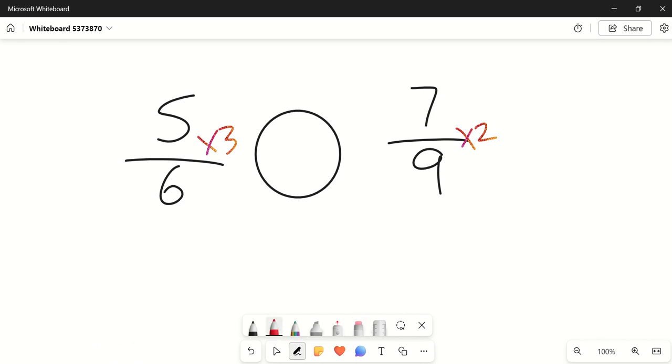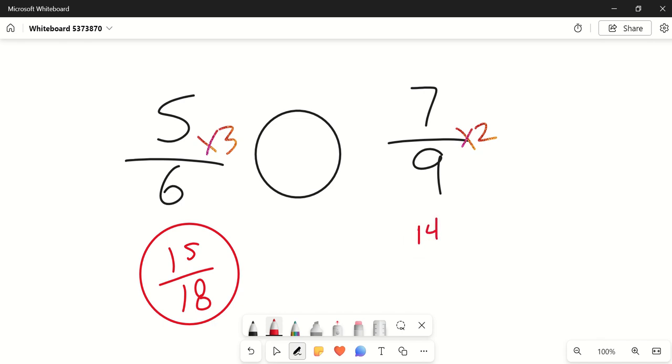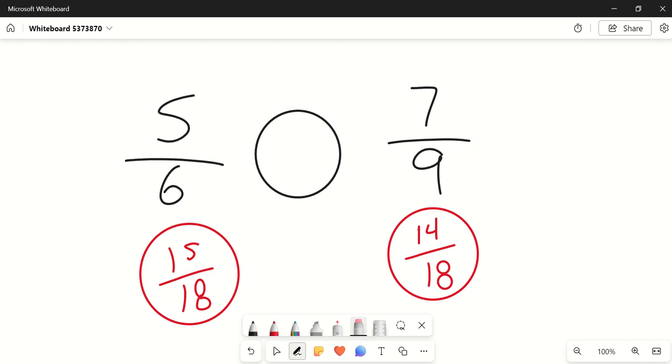3 times 5 will be 15. 6 times 3 will be 18. So 5/6 is the same thing as saying 15 eighteenths. Over here, 7 times 2 will be 14. 9 times 2 will be 18. This will be 14 eighteenths. Now, since 15 is bigger than 14, and they're not negative, 5/6 is bigger than 7/9.